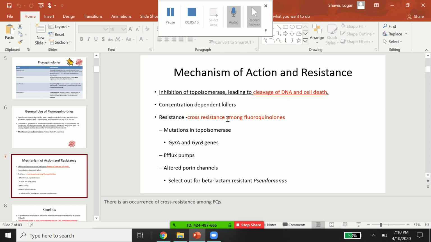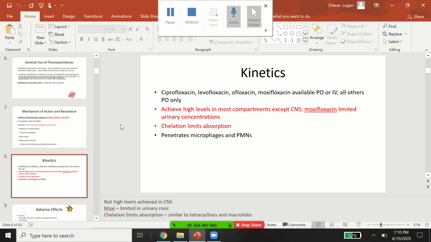Resistance. So there is some cross resistance among fluoroquinolones. That basically just means if you have resistance to one of the fluoroquinolones, then you might have resistance elsewhere. And that's pretty much it in terms of action and resistance that she wanted you to know.